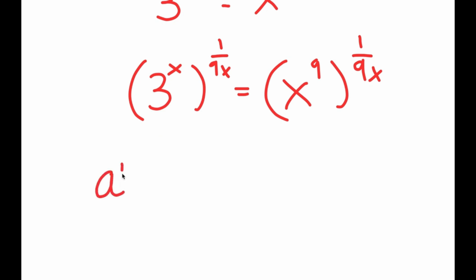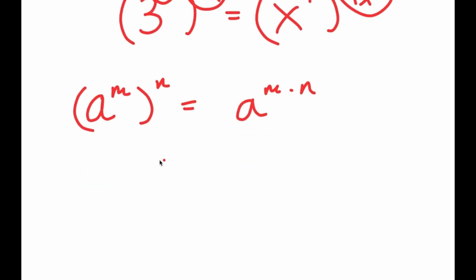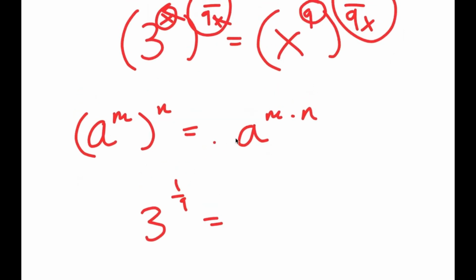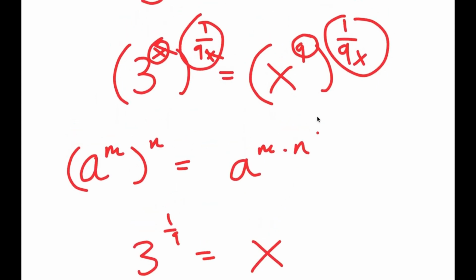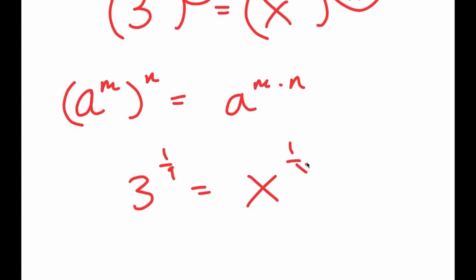So I'm going to use the property a to the power of m to the power of n is equal to a to the power of m times n, meaning these two multiply and these two multiply. So x times 1 over 9x, the x just cancels out, so I have 3 to the power of 1 over 9, and as you see, there's no variables on this side. And then on my right hand side, the 9's cancel out, so I have x to the power of 1 over x.